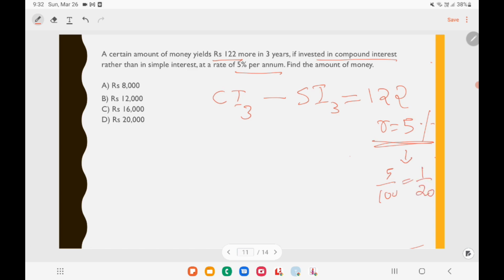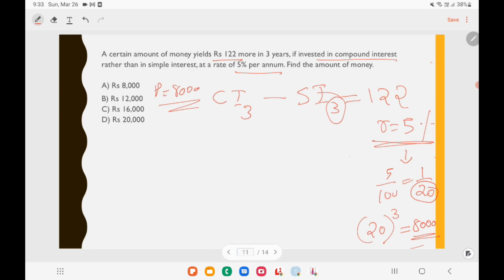Now you need to assume a principal amount first. Because for doing the questions on Pascal's triangle method, you need a principal amount first, right? Assuming the principal amount is very important. How to assume it? Take this denominator, that is 20. Now 20 raised to the number of years, which is 3. So 20 raised to 3 is 8,000. So assume the principal is equal to 8,000.